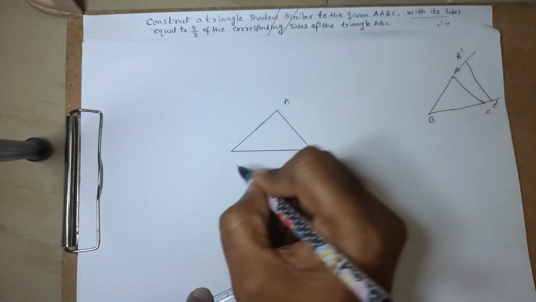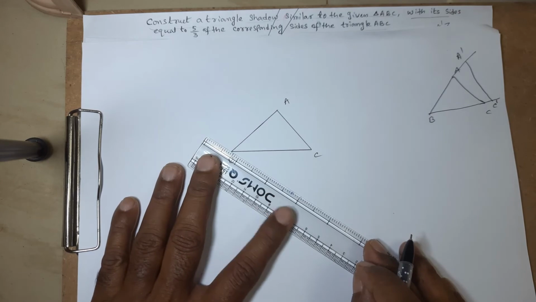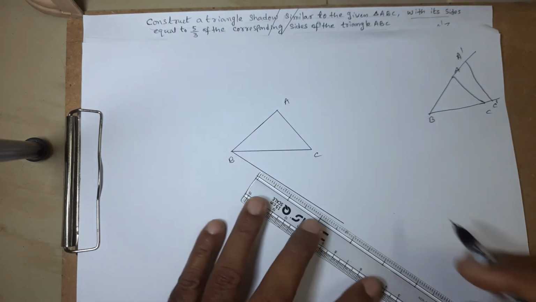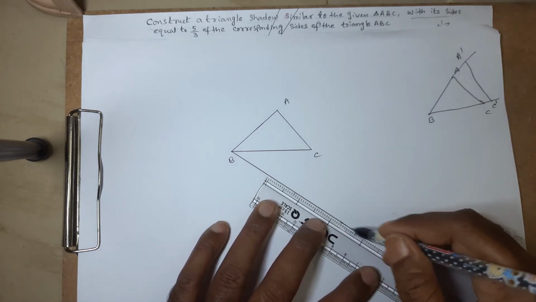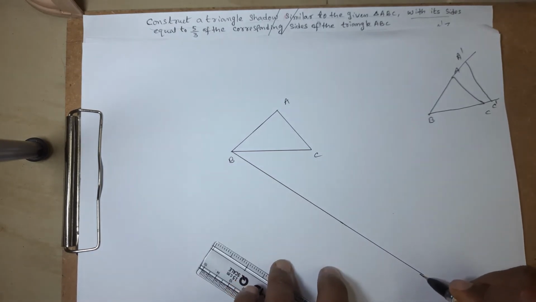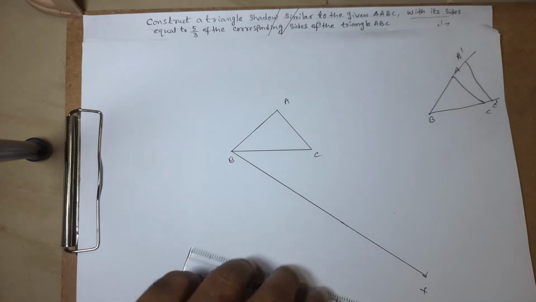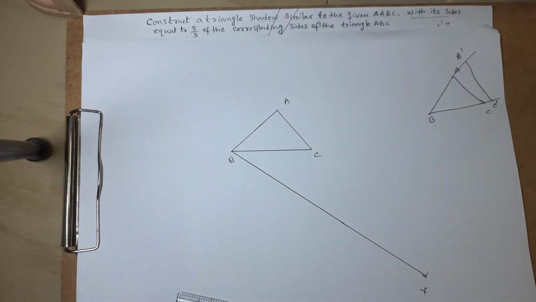So ABC is a triangle. What next, my dear students? The same process. You have to draw what? A ray, BX ray, which makes an acute angle with BC. Here this angle is an acute angle.